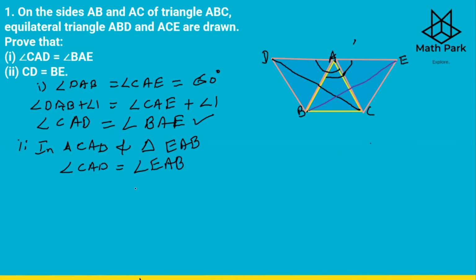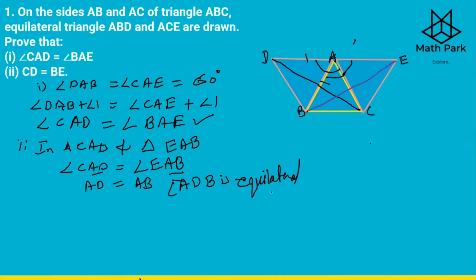Okay. The next thing, when you look at this triangle, you have AD is equal to AB. This AD is equal to AB because ABD is an equilateral triangle. AD is equal to AB because ADB is an equilateral triangle. ADB is equilateral.